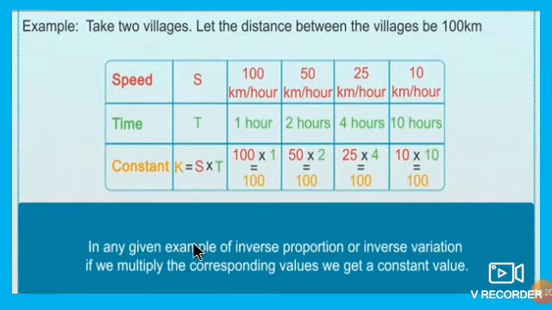Understood? So in any given example of inverse proportion or inverse variation, if we multiply the corresponding values, we get a constant value. The constant is represented by the variable k. Here S for speed and T for time, S into T. The constant here is 100 and it remains the same in all four conditions. Understood the inverse proportion?